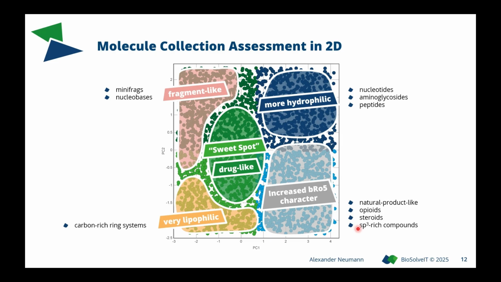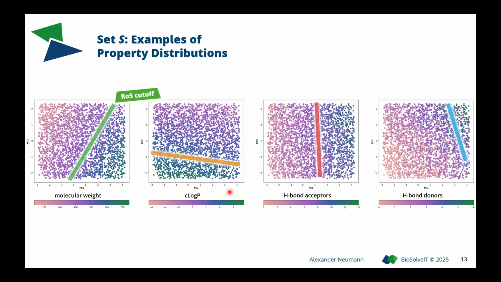And a lot of sp3-rich compounds. So this is also the area where we saw the highest number of beyond rule of 5 compounds. And the sweet spot, so the area that we are used to, is actually in this area. So this is where we can find a lot of the drug-like compounds. So maybe a little bit of insight into how this area came to be.